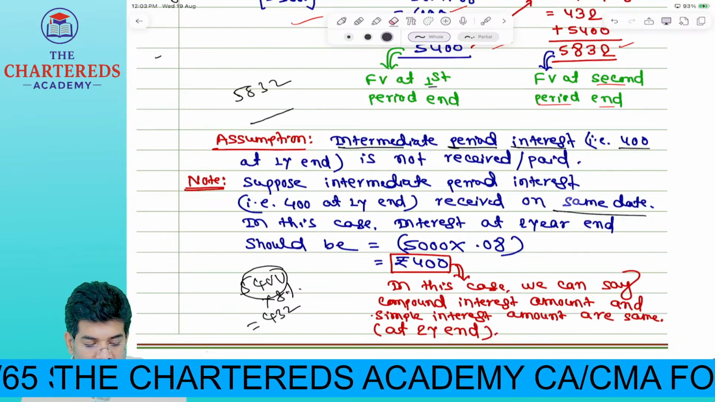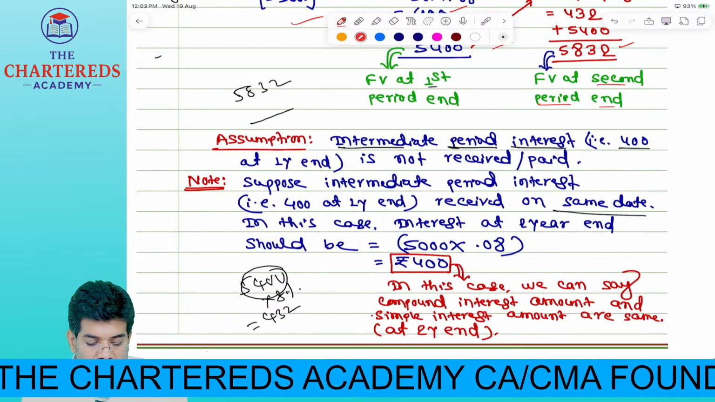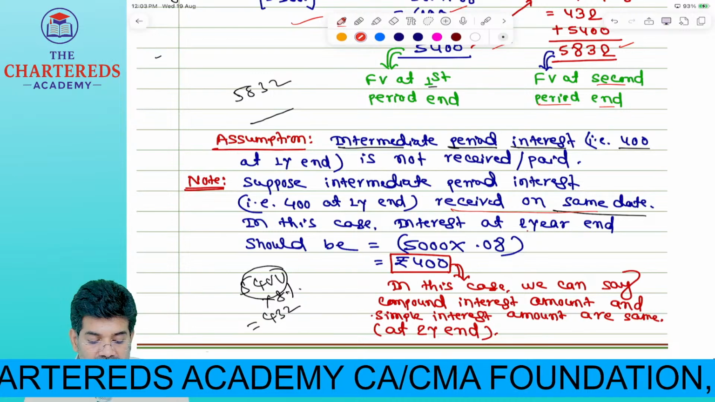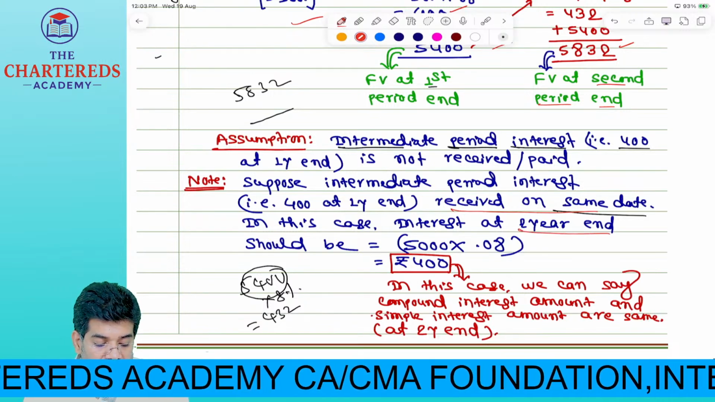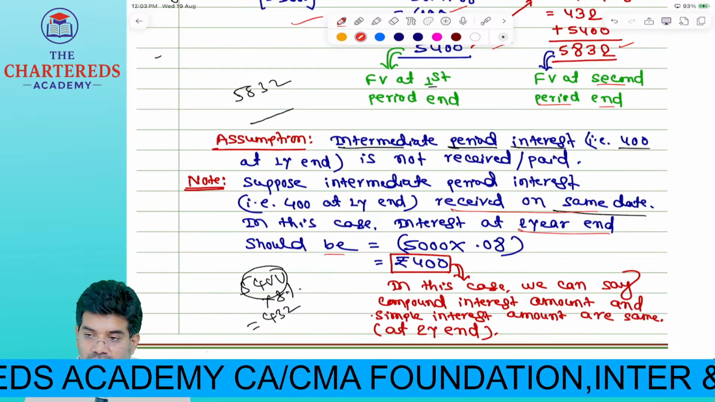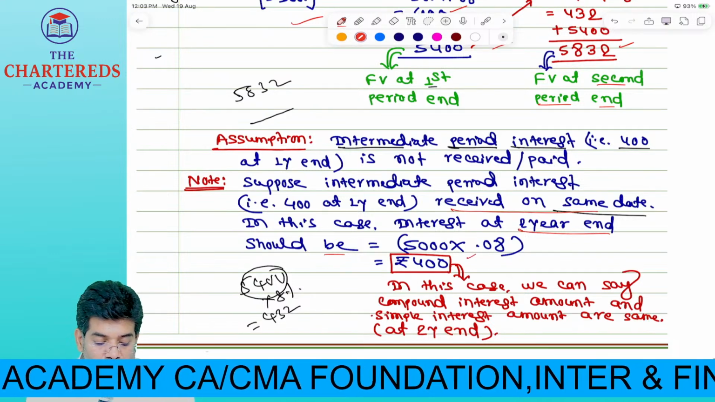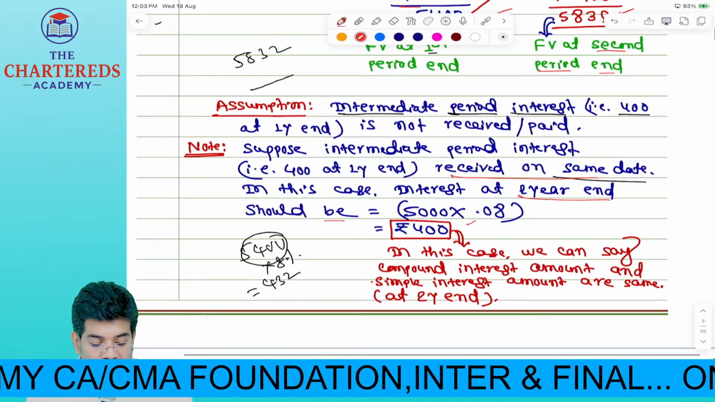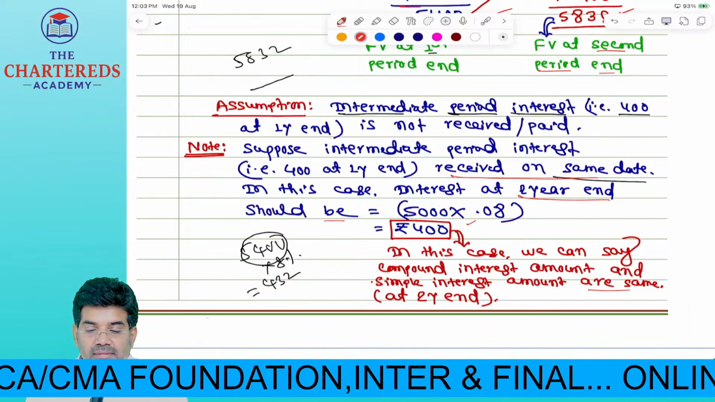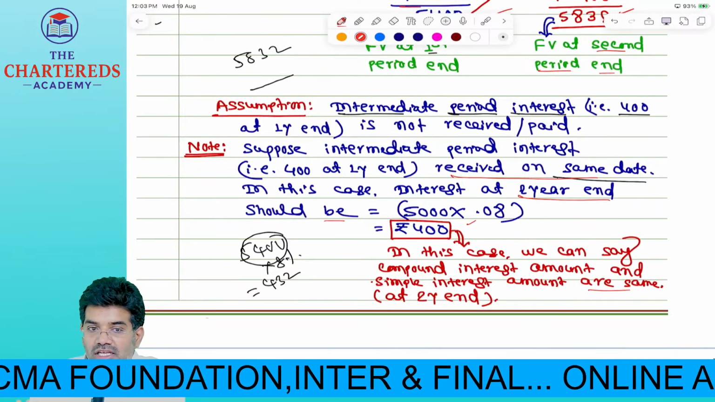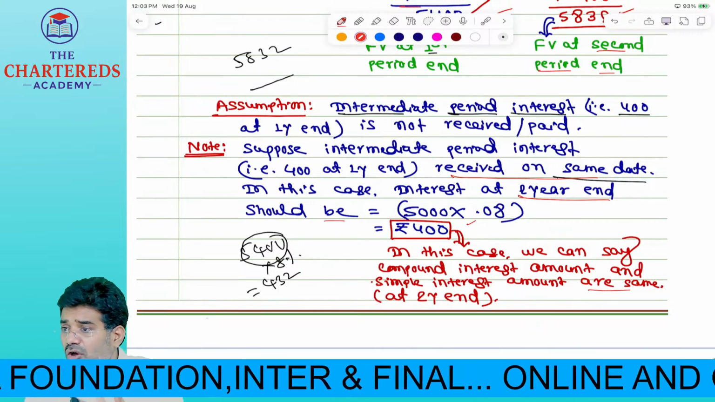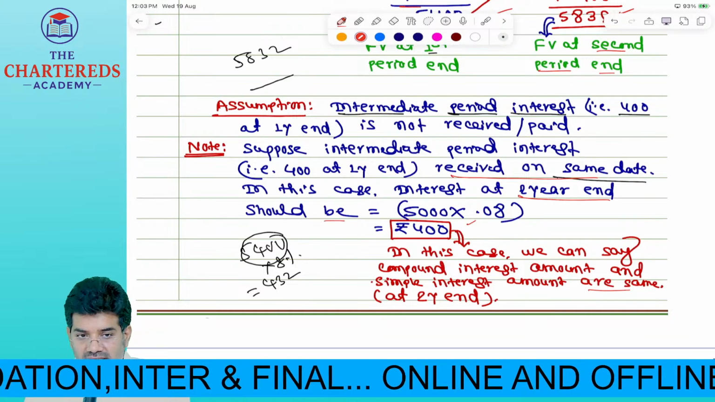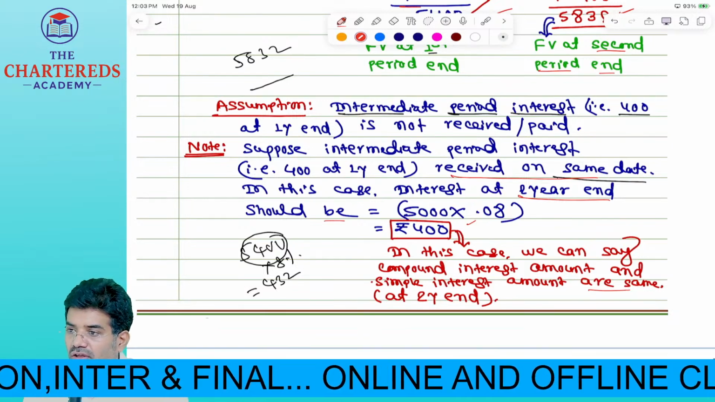Suppose intermediate period interest 400 rupees at the end of first year is received on same date. In this case, interest at second year end should be 5,000 into 8%, that is 400. In this case, we can say compound interest amount and simple interest amount are same. So if interest is paid, then compound interest amount and simple interest amount will remain same. That point also you can write in your notebook.